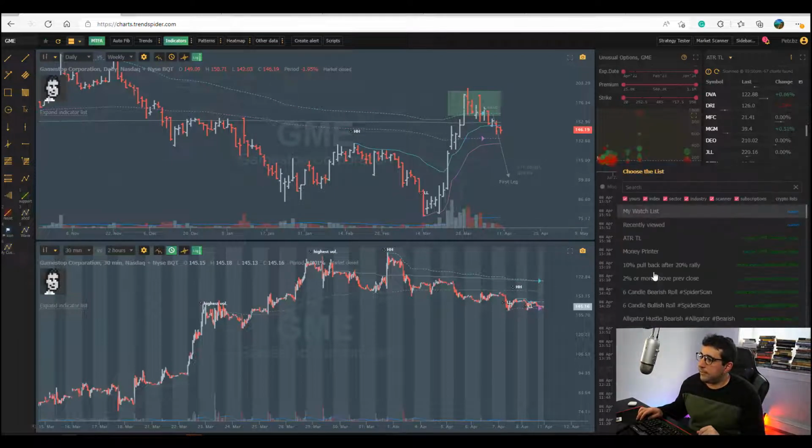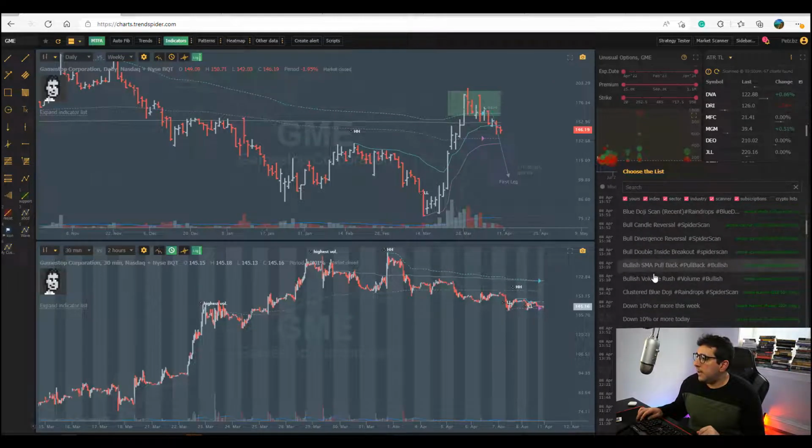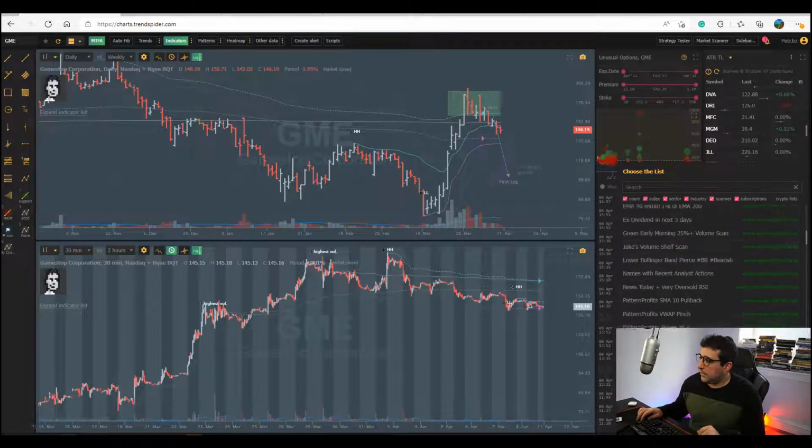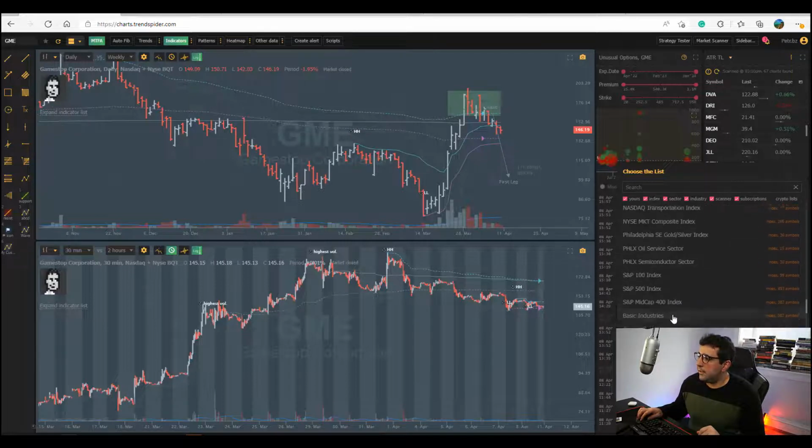And for example, if I want to look at other things, like a stock that has analyst upgrades, I can create my own custom scans, like the money printer scan, my ATR trendline scan, RSI scan. There's just so much stuff that you can create.